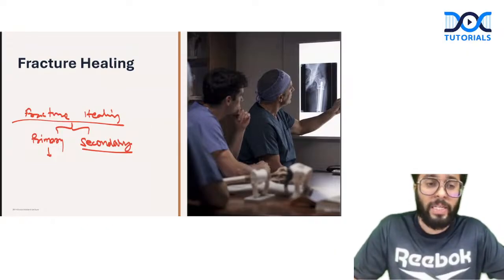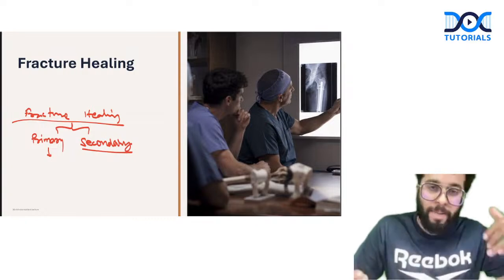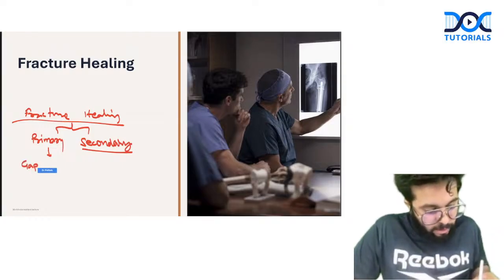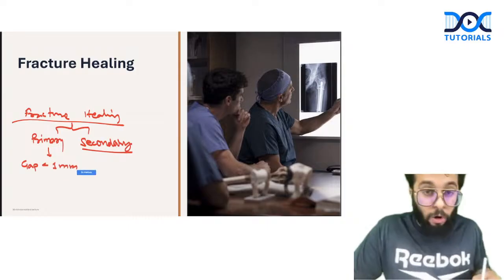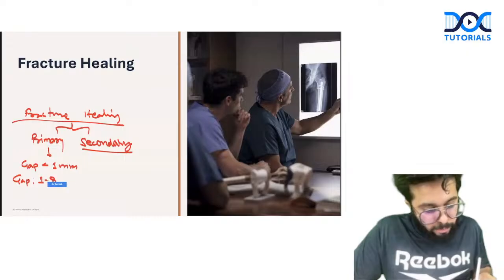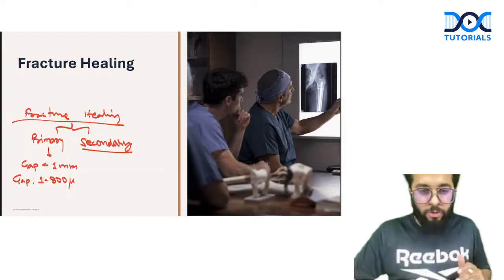When you do plating, you tend to achieve absolute stability. That is primary healing. Now, primary healing in itself is of two types. If the gap between the fragments is say less than 1 mm, or if the gap is between 1 to 800 microns. So you can write it in this way, and then you can go to secondary healing.